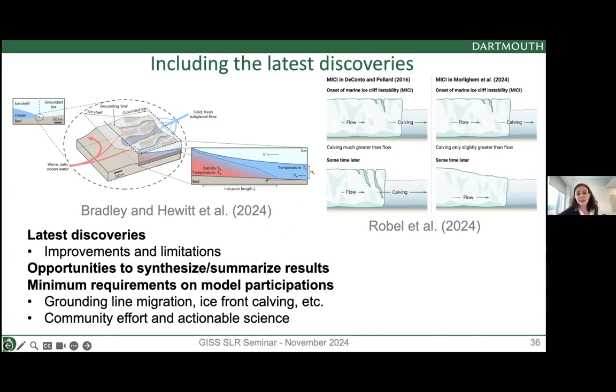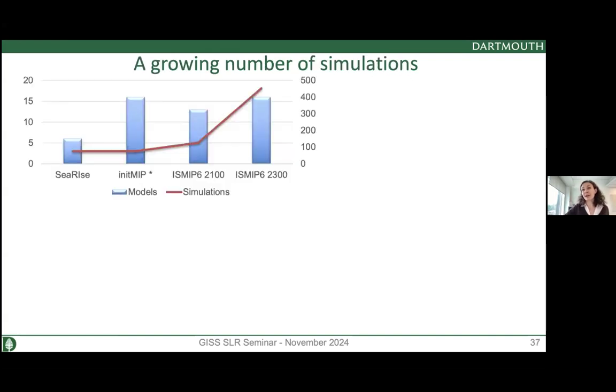Why am I bringing these examples? Not to say they're right or wrong, but to show how science improves and advances with discoveries and adjustments. As we understand more and have more observations, we refine these processes. So how do we do that when we think about projections? We cannot give different numbers every other day. Stakeholders and policymakers need that. So again, some questions: how do we include these latest results and still synthesize and summarize results to include that?